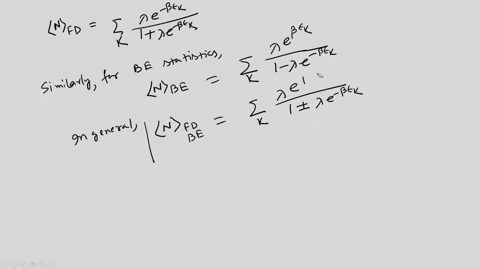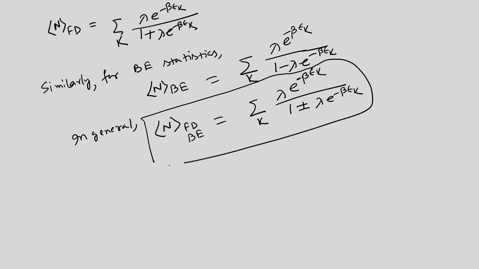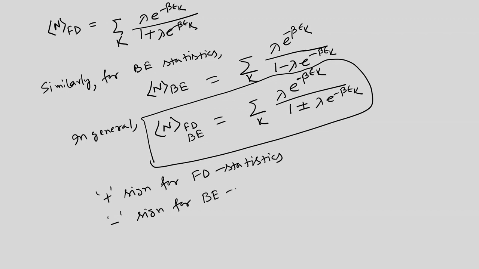Now, here again, like before, the plus sign is for FD statistics and the minus sign is for BE statistics.